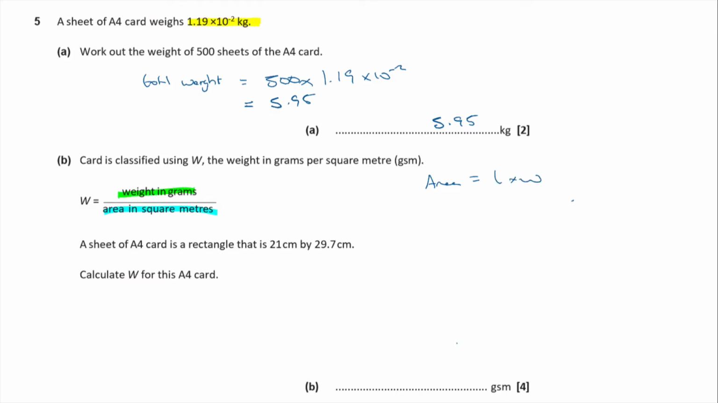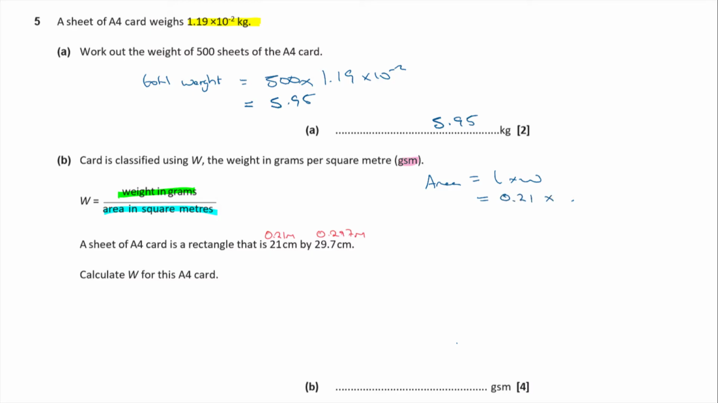Now remember, when you're working in compound units, you need to make sure all your units match up. So I'm aiming for grams per square meter here, and my area measurements are given in centimeters. So actually, I'm going to have to convert them into meters first, aren't I, if I want to work in grams per square meter. So 21 centimeters, that's the same thing as 0.21 meters, and 29.7 centimeters, that's the same as 0.297 meters. So if I convert them now into meters, then my area is going to be in square meters, and then it's going to be easier to work out grams per square meter later.